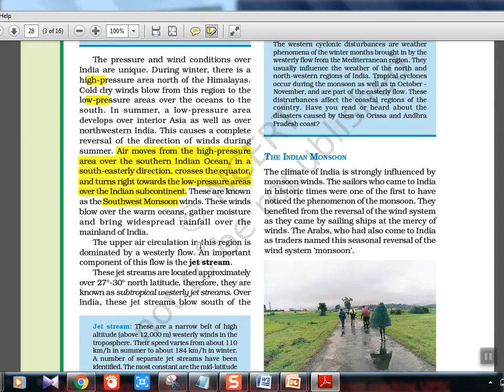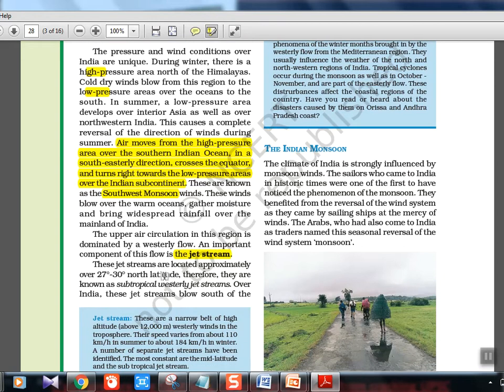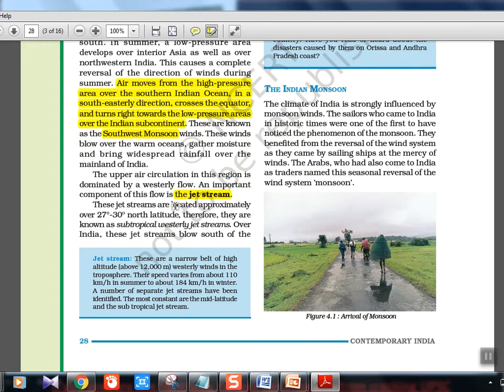The upper air circulation in this region is dominated by a westerly flow. An important component of the flow is the jet stream. Jet stream is there, which I will show you again. These jet streams are located approximately at 27 to 30 degrees north latitude. Therefore, they are known as subtropical westerly jet streams. So, subtropical latitude, and westerly is the direction from which it originates. Jet streams are moving fast, that's why they are called jet streams. Over India, these jet streams blow south of the Himalayas.